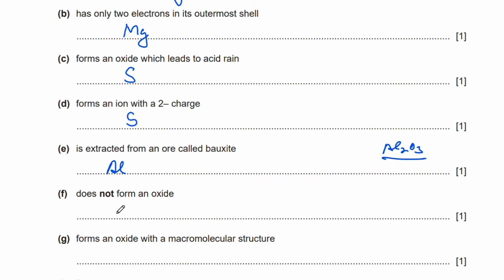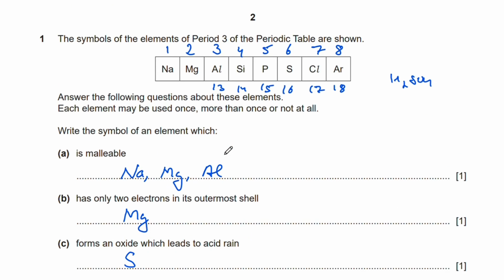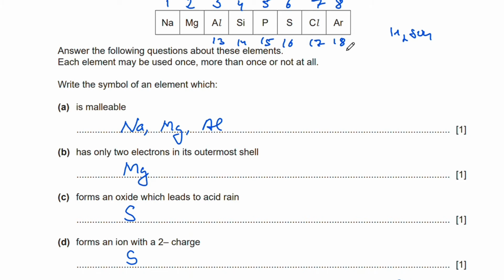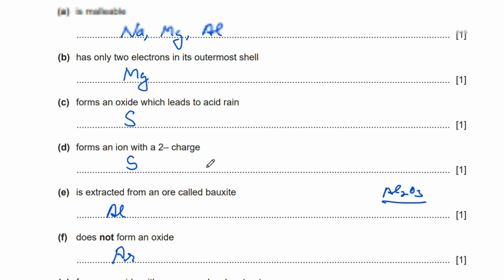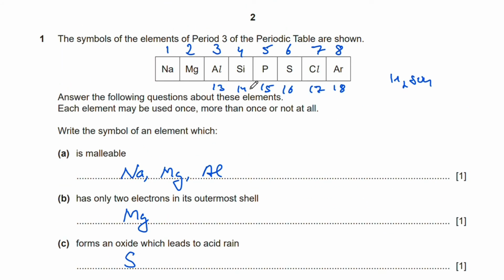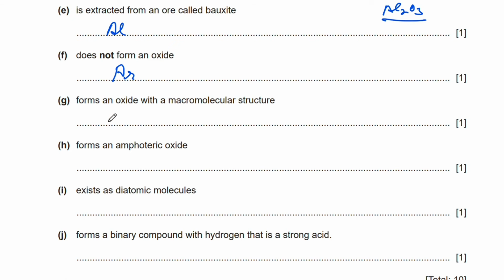It's saying does not form an oxide. So see, over here is the inert gas of group 18, argon. Because this is inert, it is not going to form any oxide. This is Ar, argon. Forms an oxide with a macromolecular structure. So it's Si, silicon, which will form the macromolecular structure. The answer is Si.